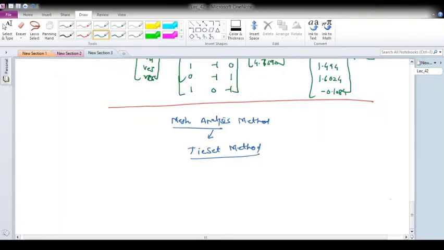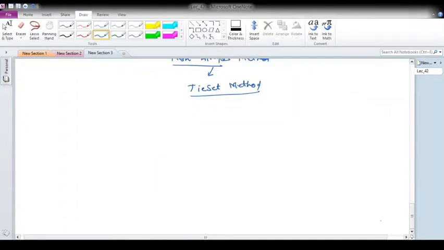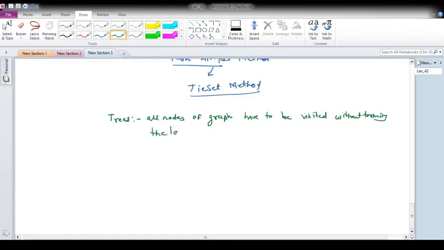Okay, so for this we have to understand basically the tie-set, and for the tie-set we need to know how to obtain the trees from the complete graph. Okay, so now we will introduce 2-3 terms, that is the trees. So trees are what? It is those where all nodes of the complete graph have to be visited without forming a loop. Okay, this is basically a subset of the graph.